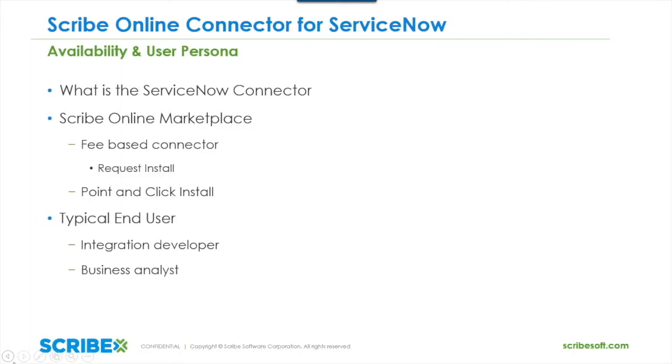Oh, okay. Could you maybe start us off with a brief introduction as to what this connector is all about, where one gets the connector, and who would be a typical user of this connector? Sure. So the ServiceNow connector is a connector for service tickets and incidents and things like that, and it's a fee-based connector that you're able to request and install from the Scribe Online marketplace, and then Datix will get you all set up with a subscription, and it's a really easy installation. You can be up and running in just minutes. Easy is good, right? Yeah, absolutely.